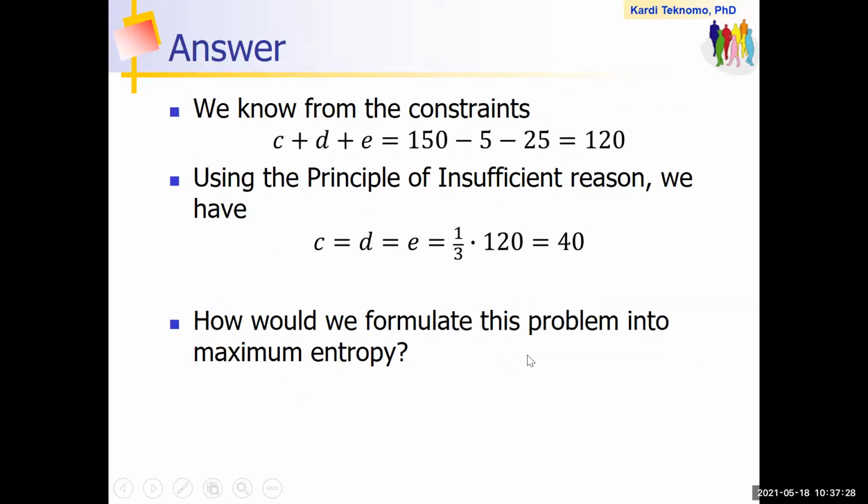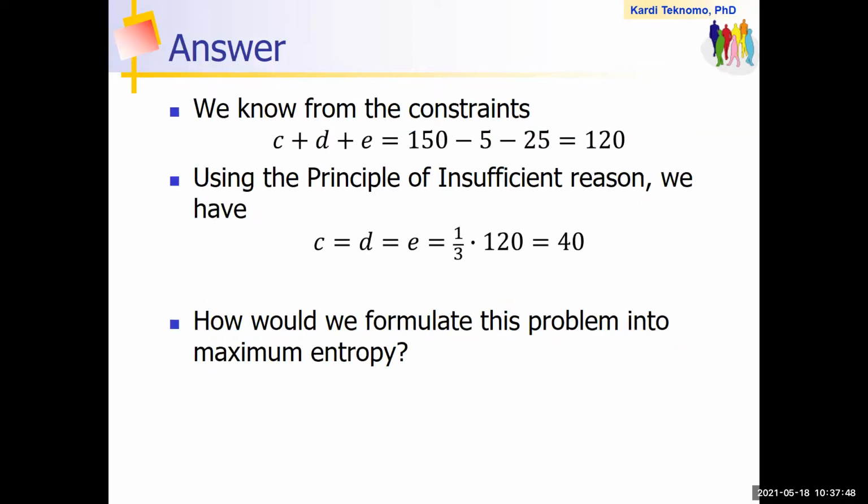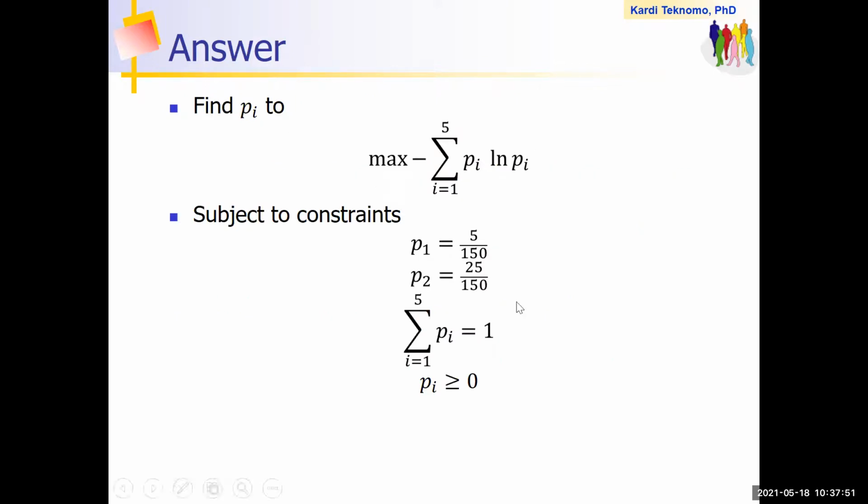You solved this already. Now, I want you to put it into a maximum entropy formulation, formally. So, what do you know? What you know is A equals 5, B equals 25. Something that you know, you will put into probability. P1 is 5 over 150. P2 is 25 over 150. And you know the sum of probabilities is 1. So this is the optimization formula of maximum entropy, subject to those 2 constraints of the data.